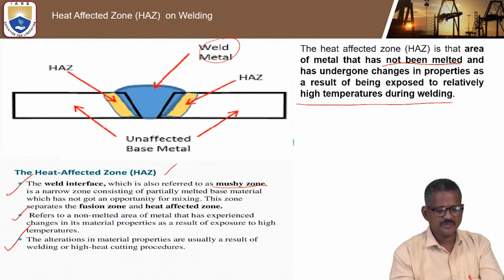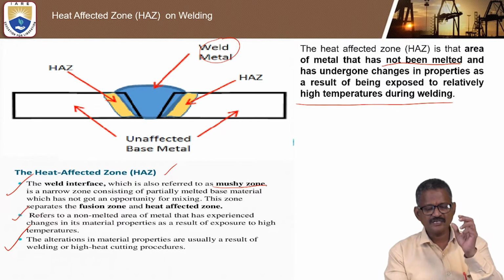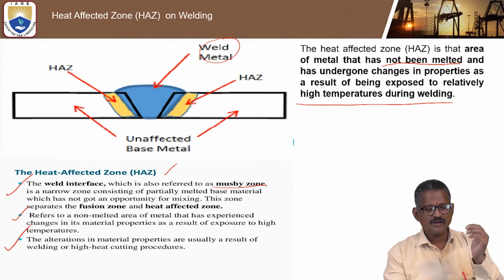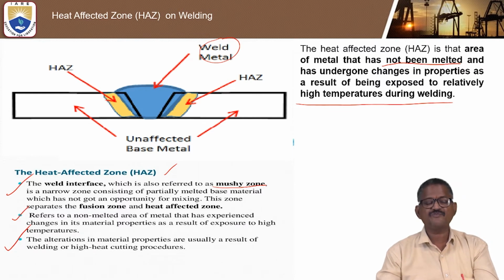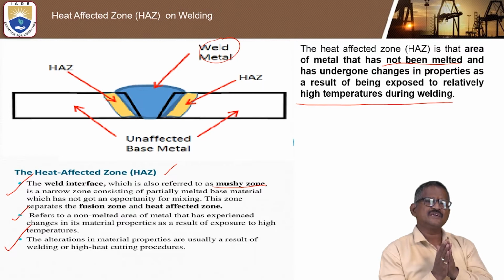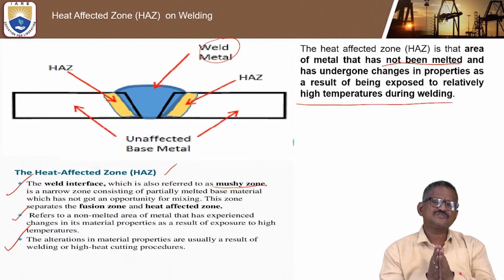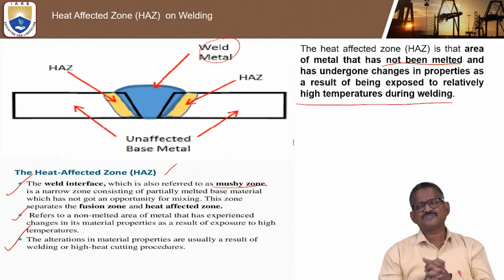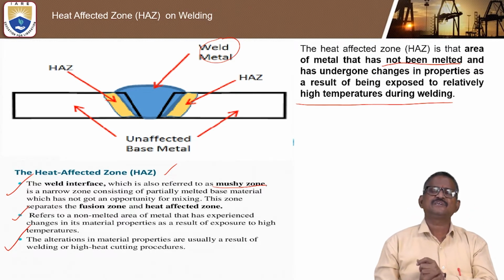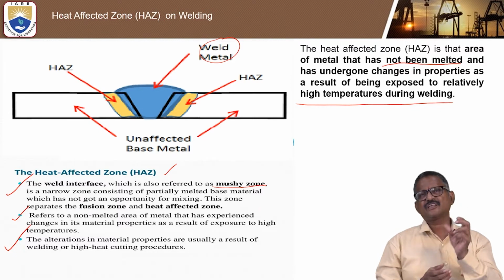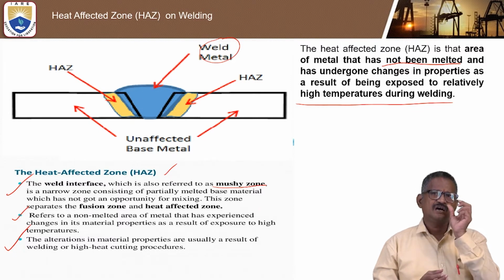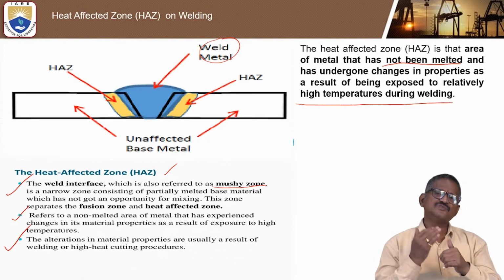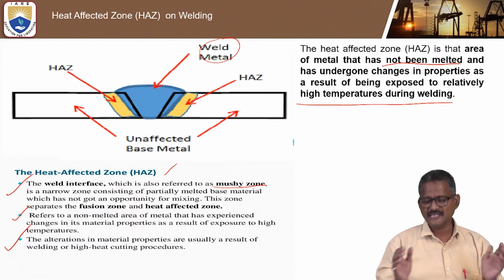And the third interesting point is that alterations in material properties usually occur as a result of welding or high heating cutting procedures. So this is about the main heat affected zone and the welding process. This is very important for competitive examinations also. Even in interviews, they will ask clearly what the main HAZ is, which acts on the welding process. You can explain it with the help of this neat sketch.